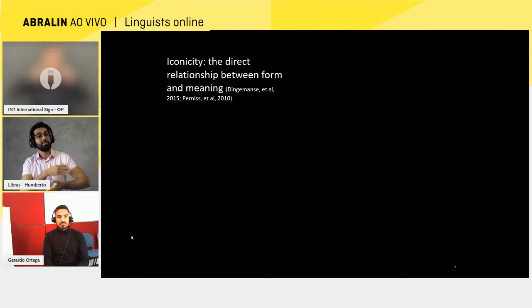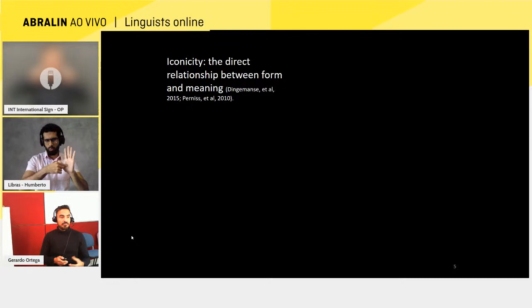This kind of situation is the context that I've been investigating over the last few years. In some cases, hearing people with no knowledge of any sign language get exposed to this type of signs, and in the case of the sign on the left, present, that would be really difficult to guess the meaning. But for the other signs, like the case for baby, that would be a lot easier to guess. And that is because this sign is iconic. So today in this talk, I will define iconicity as the direct relationship between form and meaning.